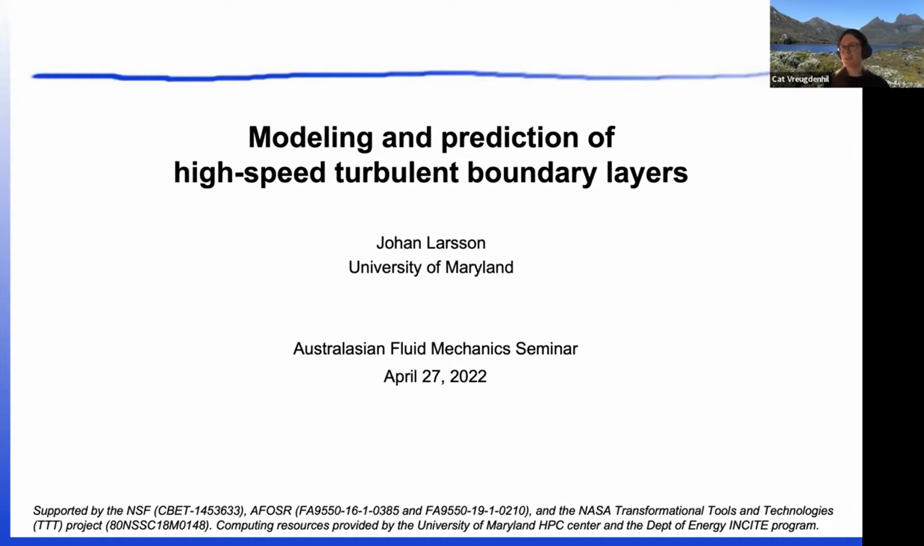So it's my pleasure to introduce our speaker for today, Dr. Johan Larsson, who is an associate professor at the University of Maryland. His research interests include multiple problems in the field of computational turbulence. A couple of examples are wall modeling for large eddy simulations, grid adaptation for turbulence resolving simulations, and high-speed turbulent flows. And he's going to be talking about some of this work, specifically modeling and prediction of high-speed turbulent boundary layers. He will be speaking about that today. So please take it away, Johan.